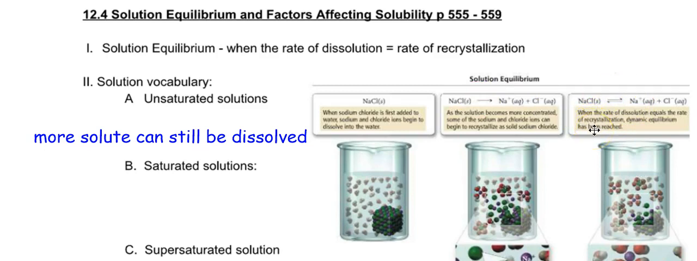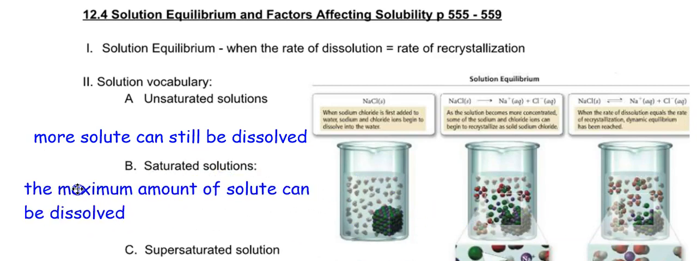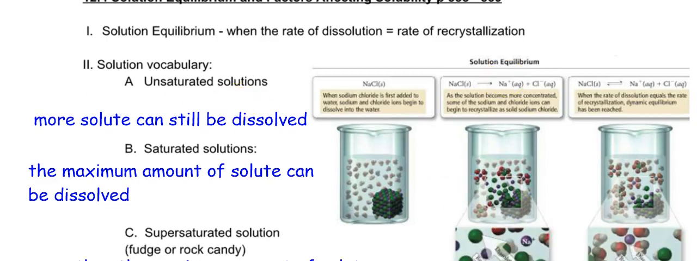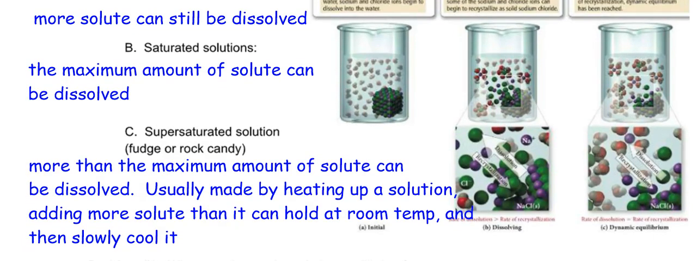So at this point, when you have dissolved the maximum amount of solute, that is considered a saturated solution, okay? When you have a constant concentration of ions in solution, no more can be dissolved. That's considered saturated. Then we have another phenomenon called a supersaturated solution. This doesn't happen very often, but it can. This is when more than the maximum amount of solute has been dissolved.